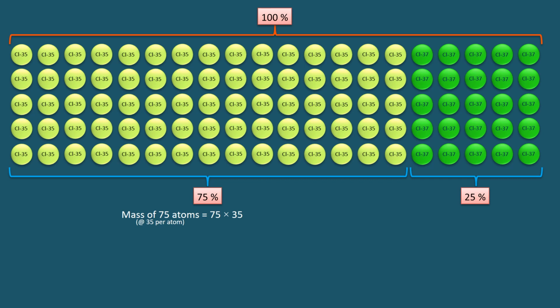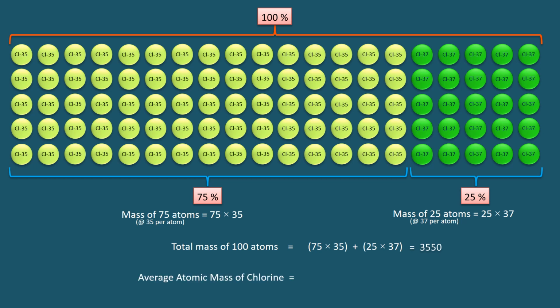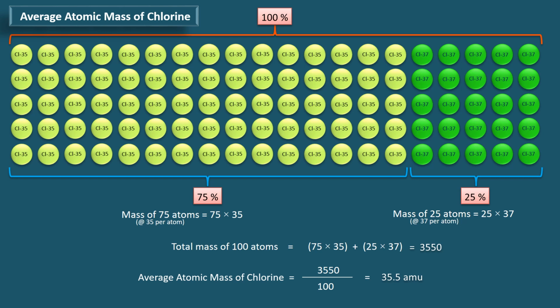Now, mass of 75 atoms of chlorine at the rate of 35 per atom is equal to 75 into 35, and mass of 25 atoms of chlorine at the rate of 37 per atom is equal to 25 into 37. So total mass of 100 atoms of chlorine is equal to the sum of these two products, which is 3550. So the average atomic mass of chlorine is obtained by dividing this sum by 100, which gives 35.5 AMU. This is the average atomic mass of chlorine.